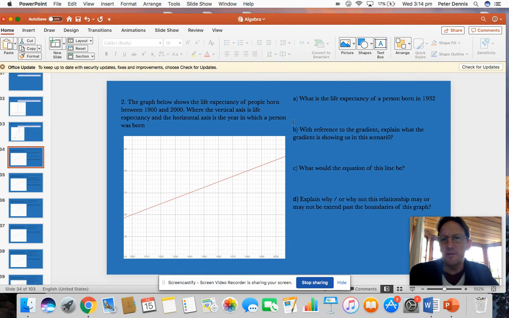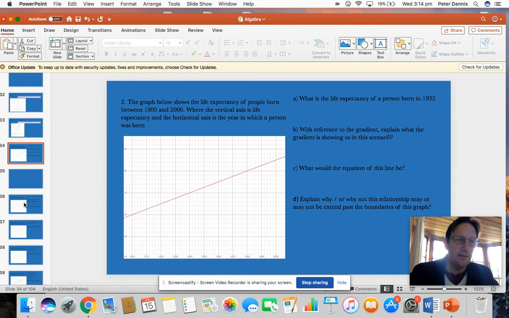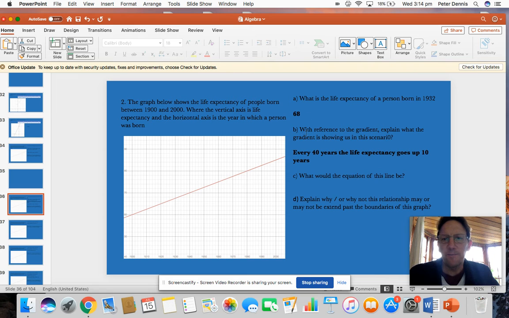The first question is nice and simple. What is the life expectancy of a person born in 1932? So it's just about reading 1932, heading up here, and I think from memory the answer is 60. Oops. The answer is 68.